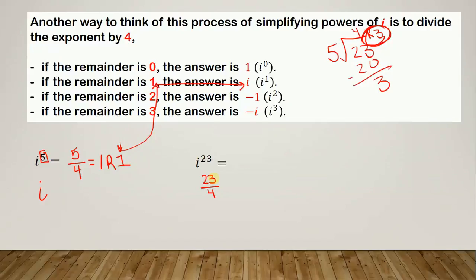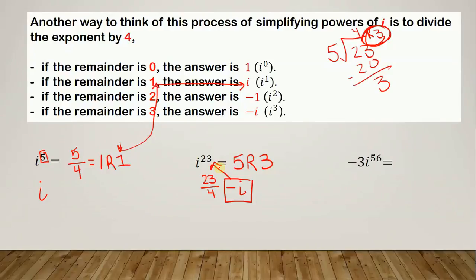But that 5 tells us something. That's telling us that there are 5 4s in 23. So if I have 5 4s, that means I have 5 times 4, there's 20, right, in 23. So that would mean I have a 5 with a remainder of 3. Because 5 times 4 is 20, and I have 3 left over after I subtract that 20. So since my remainder is 3, my answer for i to the 23rd is just negative i.